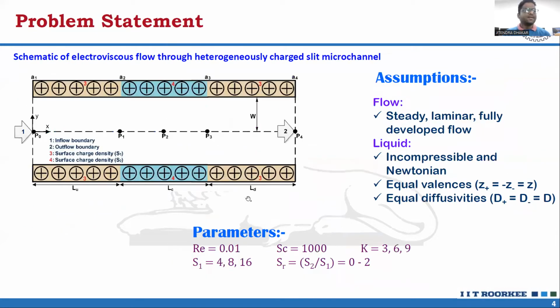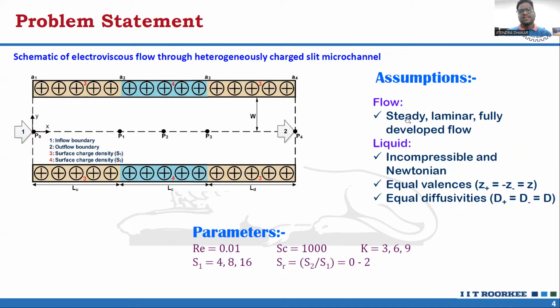Now, problem statement. Schematic of electroviscous flow through heterogeneously charged slit microchannel is shown here. That microchannel consists of three sections: upstream, middle section, and downstream section respectively. Here LU, LC, and LD are the lengths of upstream section, middle section, and downstream section respectively, and W is the half width of microfluidic device. The walls of the microfluidic device are assumed to be heterogeneously charged, where S1 and S2 are the surface charge densities.